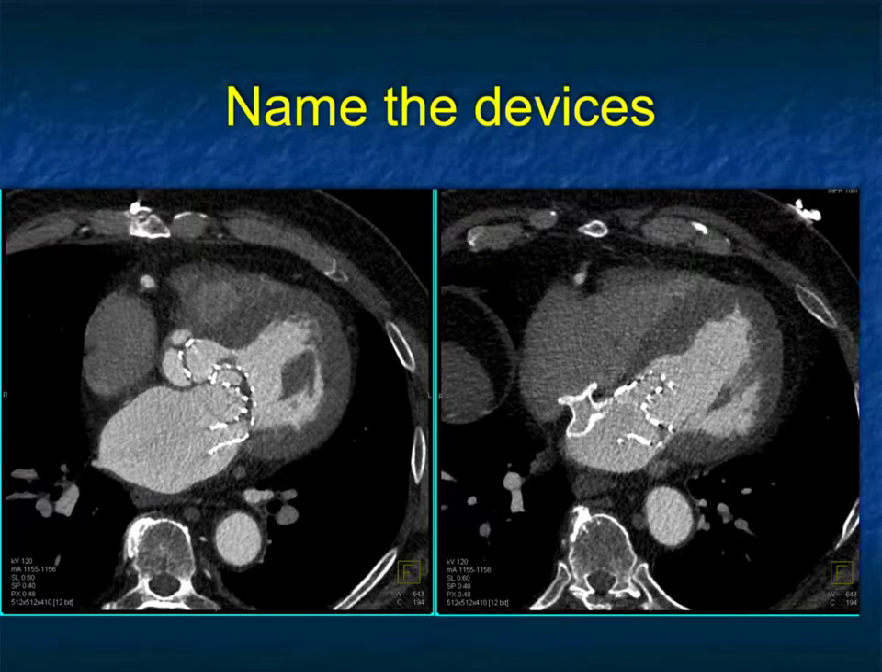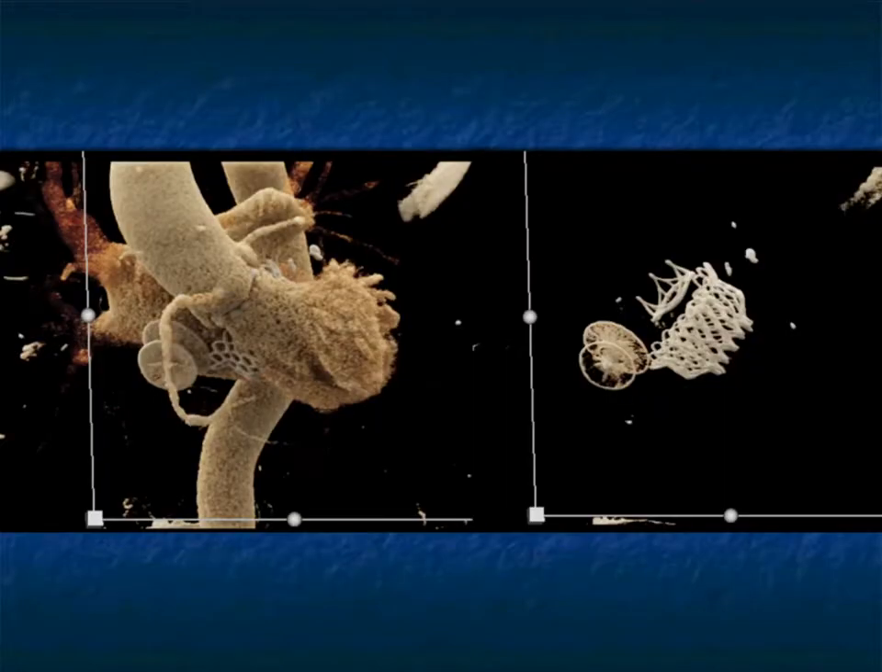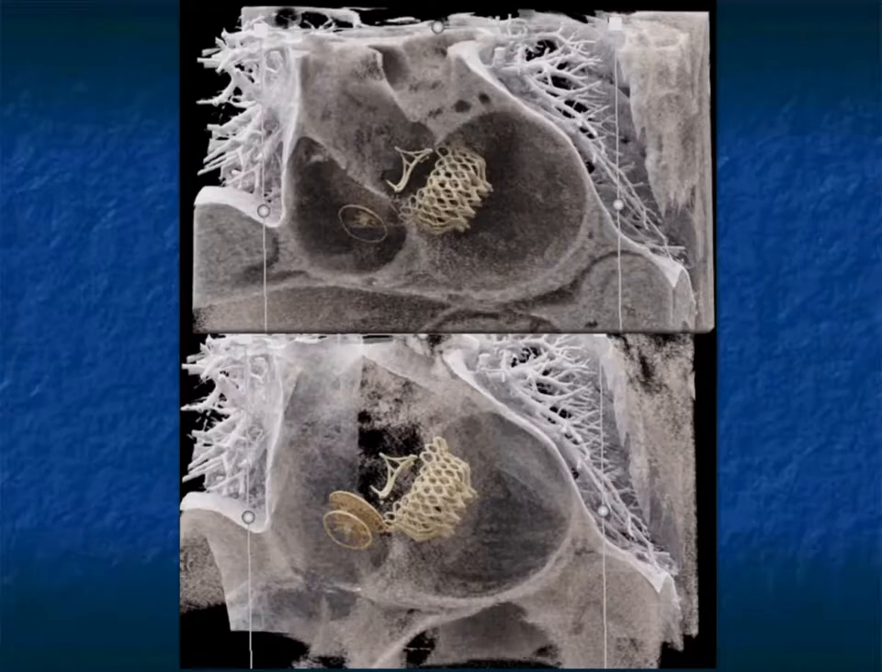What devices are in this patient? Well, you see something in the aortic valve, you see something in the mitral valve, and it looks like there's an occluder between the left atrium and the right atrium. And here it is on the MIP imaging, so you see the three devices present. And here it is on the cinematic. Really nicely showing you the three devices, showing their relationship to the vessels.